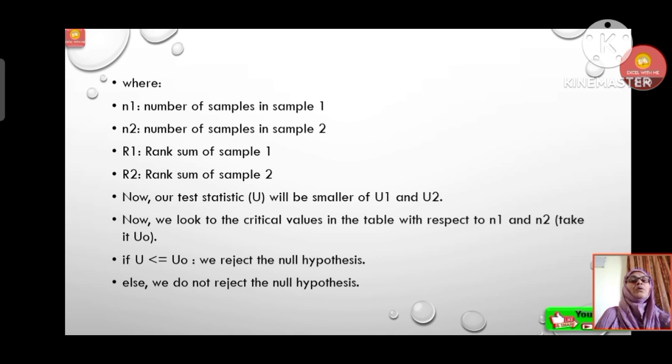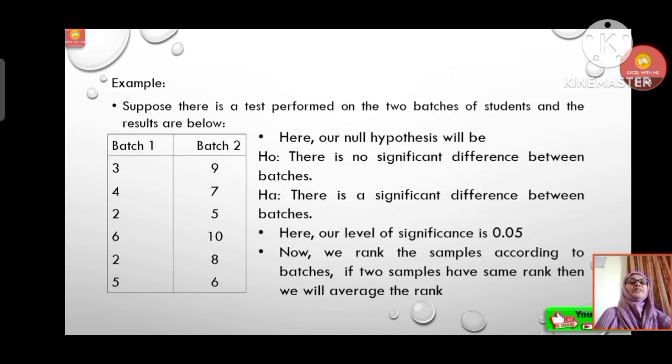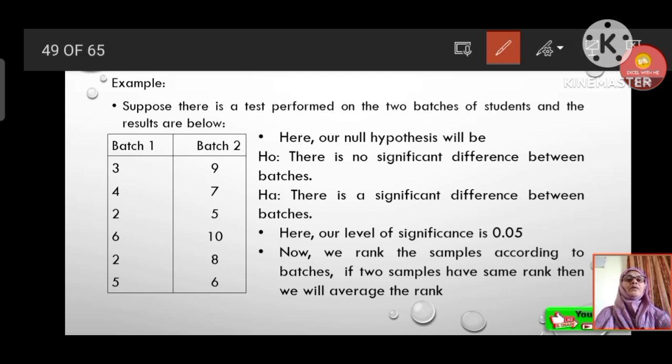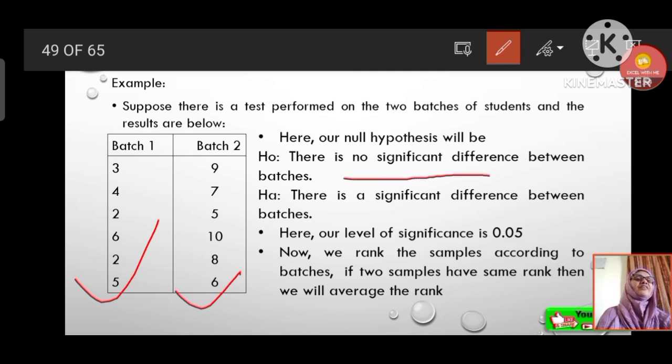For example, suppose a test is performed on two batches of students and the results are below, batch 1 and batch 2. Here our null hypothesis is that there is no significant difference between batches. The alternative, the opposite, is that there is a significant difference between batches. Our level of significance is 0.05.